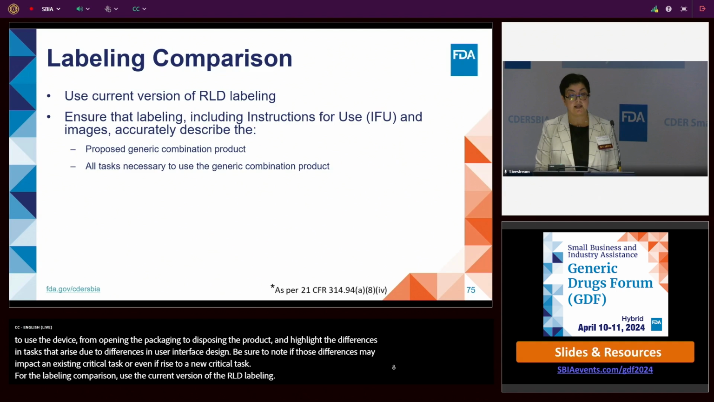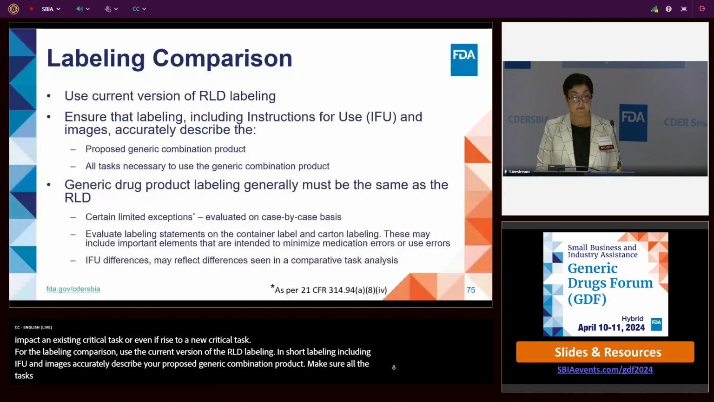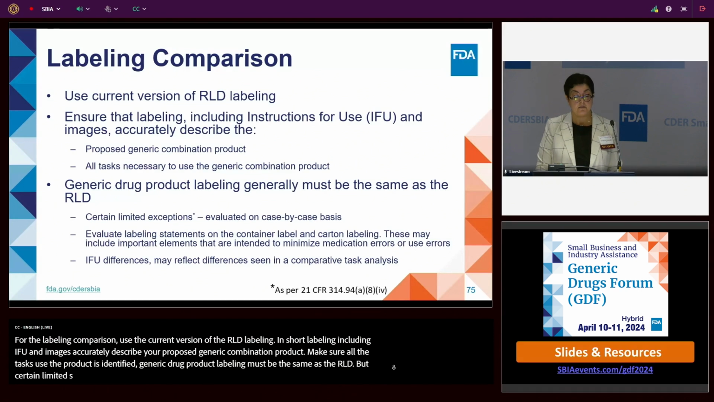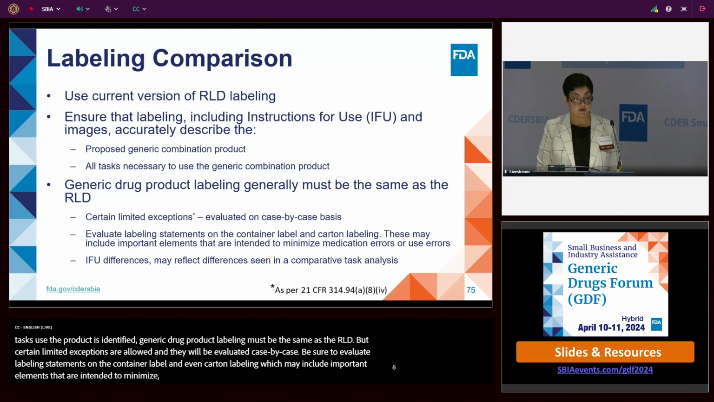For the labeling comparison, use the current version of the RLD labeling. Ensure that labeling, including IFU and images, accurately describe your proposed generic combination product. Make sure that all the tasks necessary to use the generic combination product are also identified. Generic drug product labeling generally must be the same as the RLD. However, certain limited exceptions are allowed, and those will be evaluated on a case-by-case basis. Be sure to evaluate labeling statements on the container label and even carton labeling. These may include important elements that are intended to minimize medication errors or use errors. IFU differences may also reflect differences seen in comparative task analysis.